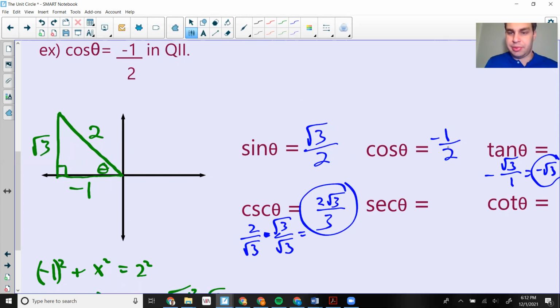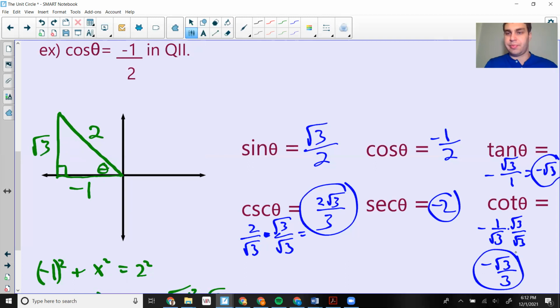Secant, just flip 2 over -1, which is -2 if I simplify. And then lastly, cotangent is going to be -1 over the square root of 3. Again, rationalize your denominator. Last problem here. And this gives me negative square root of 3 over 3.